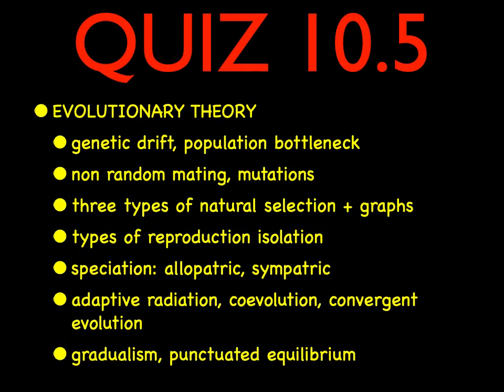Your quiz will be coming up and will include genetic drift, population bottleneck, non-random mating, mutations, the three types of natural selection, and graphs. I might even throw a picture in there for you. The types of reproductive isolation, speciation, allopatric is apart, sympatric is in the same area. Adaptive radiation, don't forget the founder effect, and Darwin's finches, coevolution and convergent evolution, and how fast it goes, gradualism versus punctuated equilibrium.